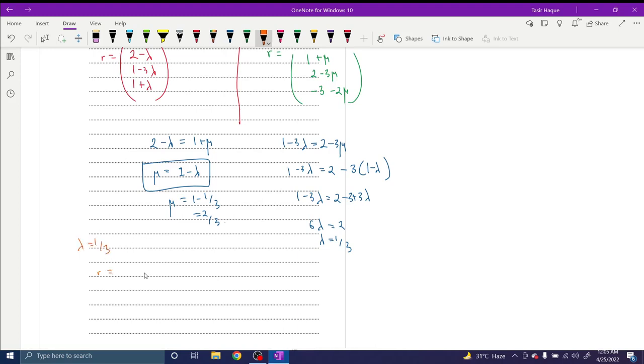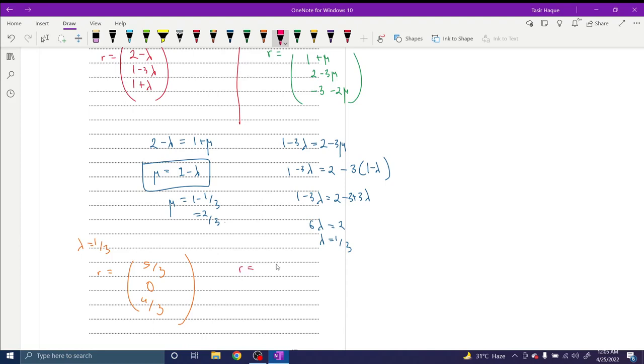So what do we get? R is equal to 2 minus 1 by 3, 5 by 3, then 1 minus 1, which is 0, and 1 plus 1 by 3, which is 4 by 3. This is the first one. What about the other one?